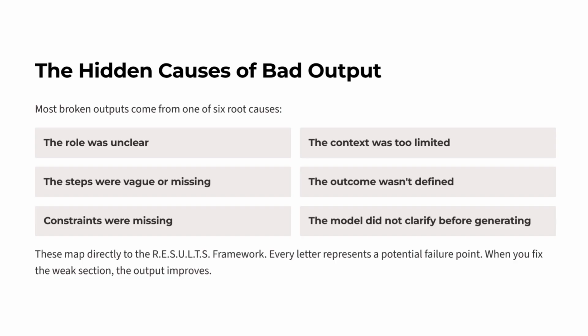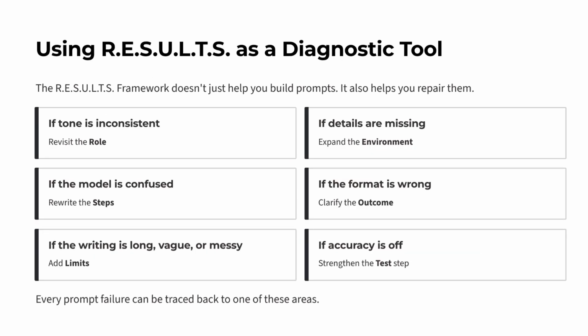Most broken outputs come from one of 6 root causes. The role was unclear. The context was too limited. The steps were vague or missing. The outcome wasn't defined. Constraints were missing, or the model did not clarify before generating. These map directly to the results framework. Every letter represents a potential failure point. When you fix the weak section, the output improves. The results framework doesn't just help you build prompts, it also helps you repair them.